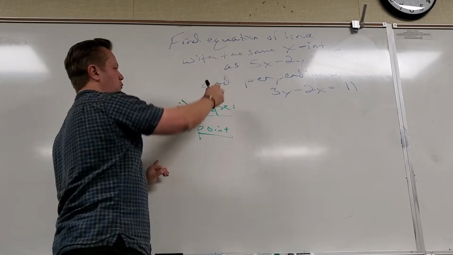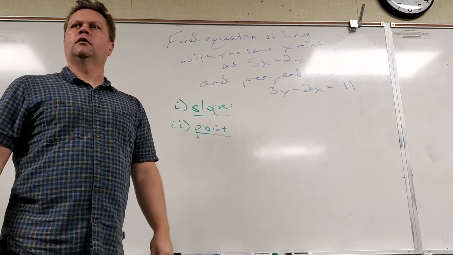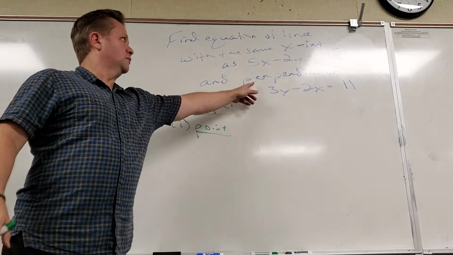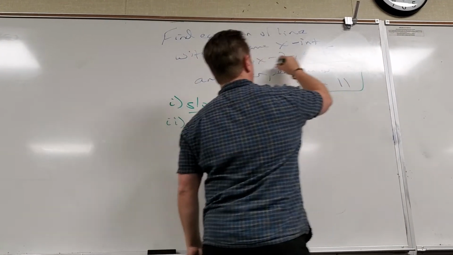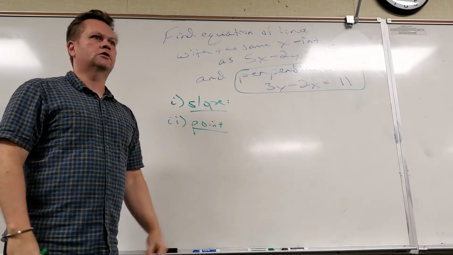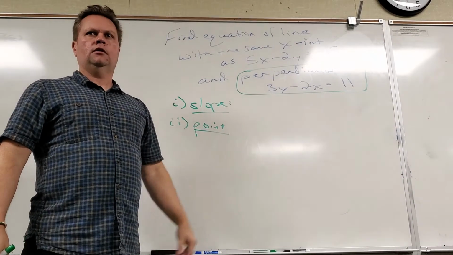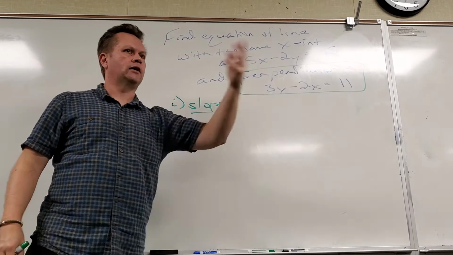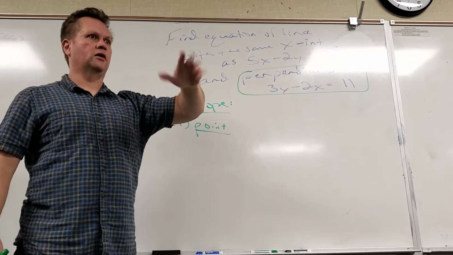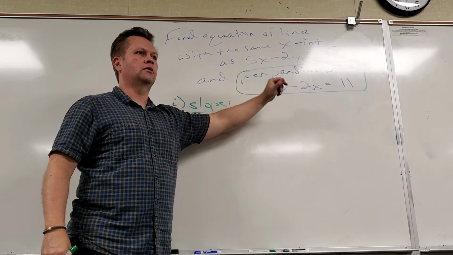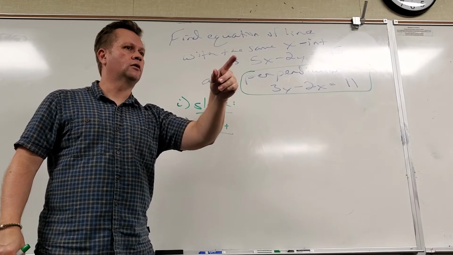Which piece of information relates to my slope? That it's perpendicular to. So this piece will help me with my slope. If I know my line is perpendicular to that one, if I knew this guy's slope, my slope would be the opposite, the negative reciprocal. How do I figure out this guy's slope? How do I figure out any line's slope? Solve for y.